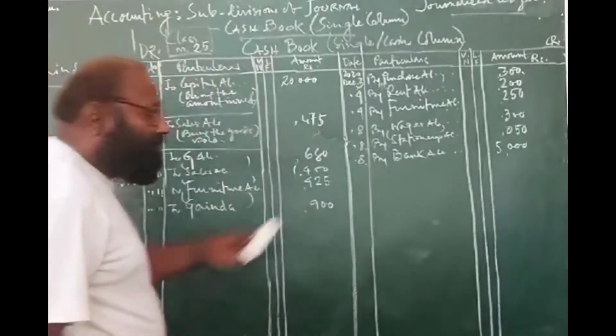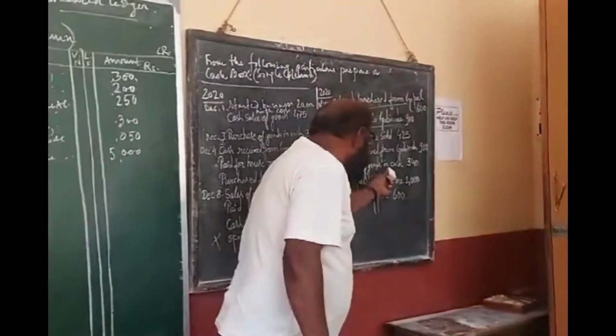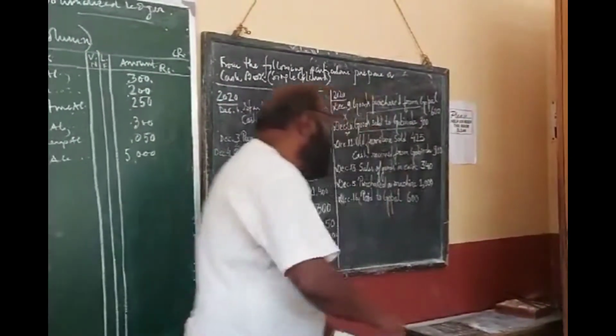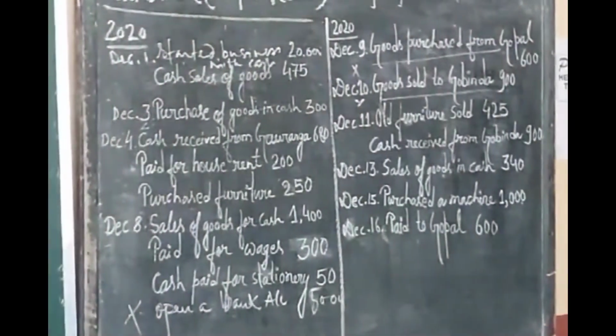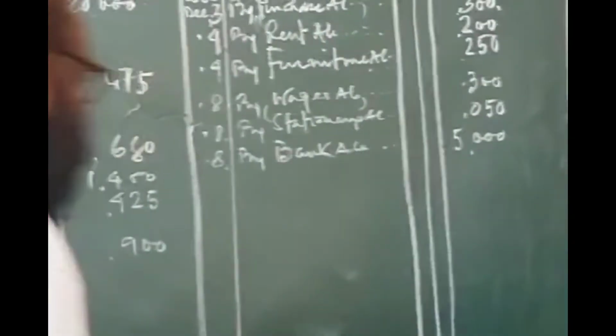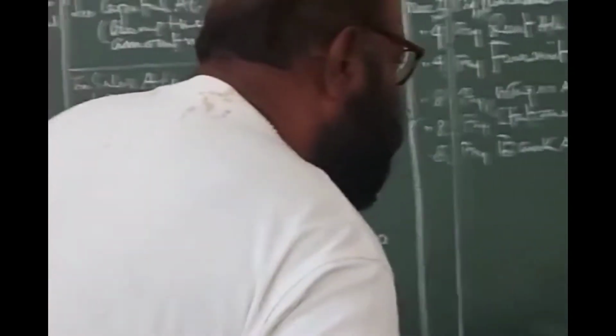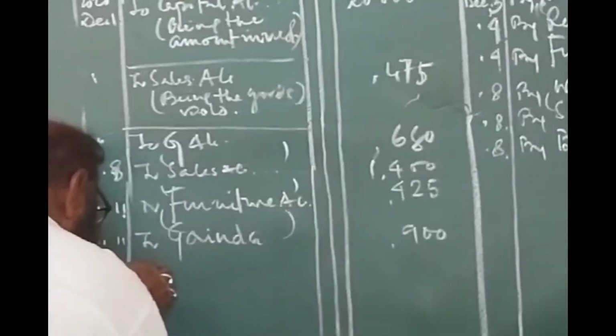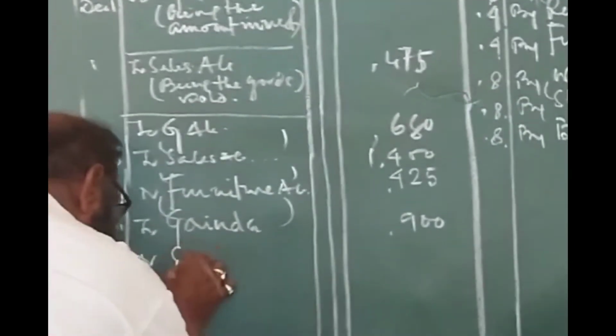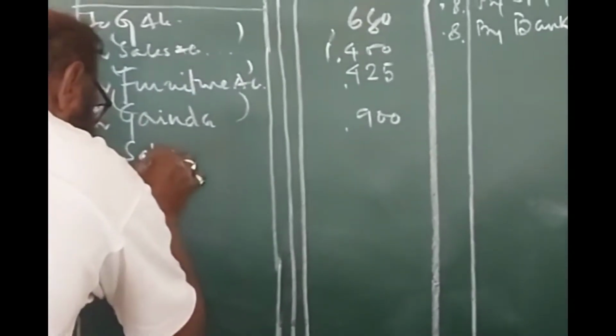Clear? Now next, sale of goods in cash. Very natural. Cash account debit to sales. So we should write to sales. It is the 13th, to sales. What is the amount? 340.